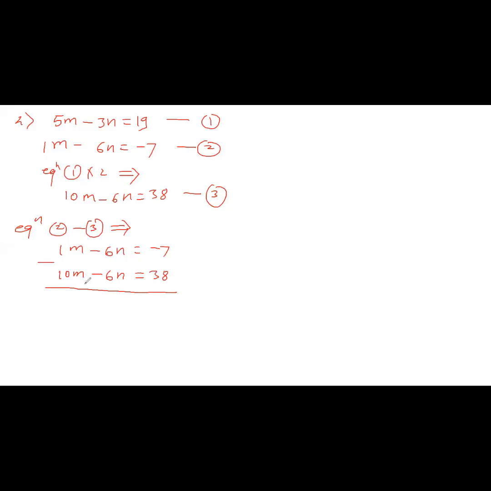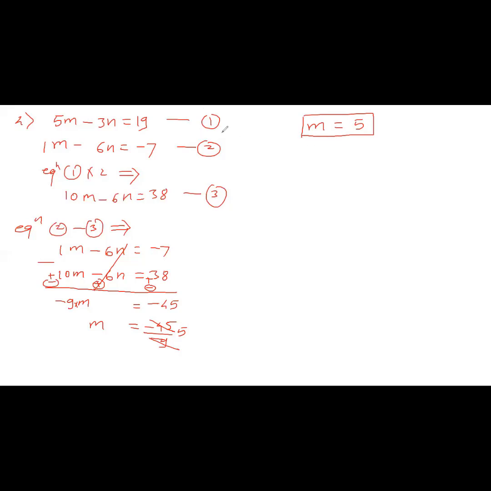So let's subtract here. So sign changes, plus becomes minus, minus becomes plus. Okay, minus 6n plus 6n will get cancelled. 1m minus 10m, it becomes minus 9m. Minus 7 minus 38, it becomes minus 45. So you can see here minus 9 is multiply, here it comes divide. So 9 5s are 45. So it becomes m equals to 5. So we got value of m as 5.